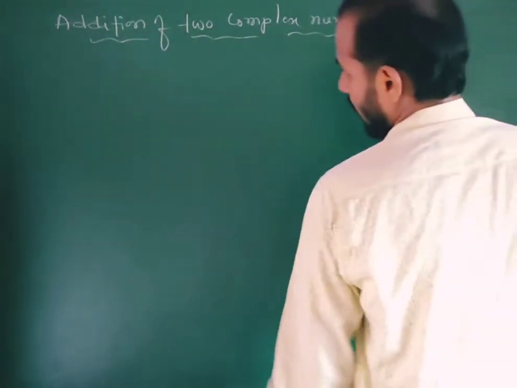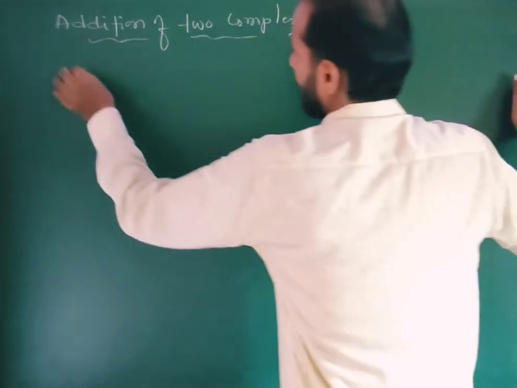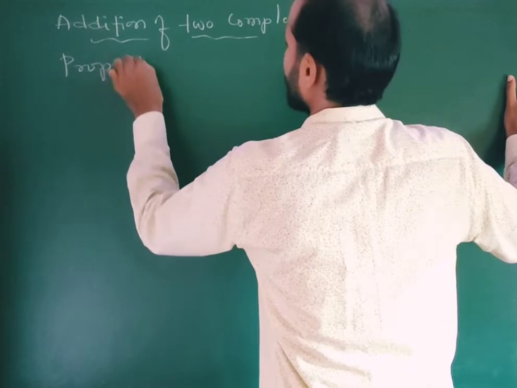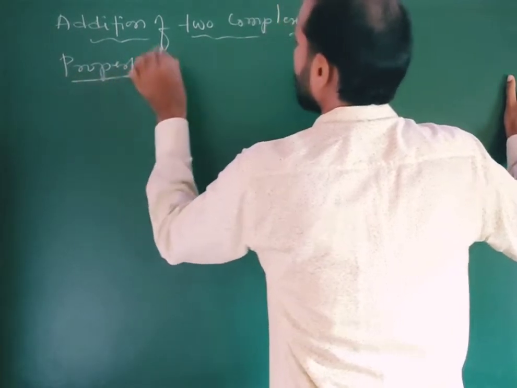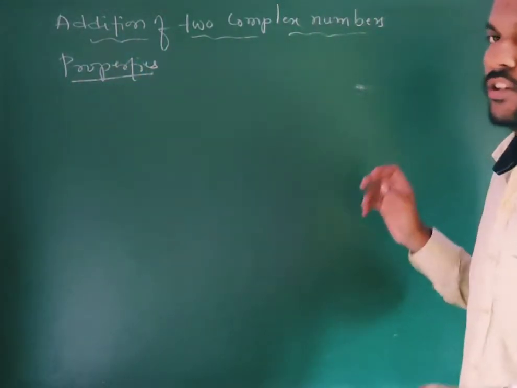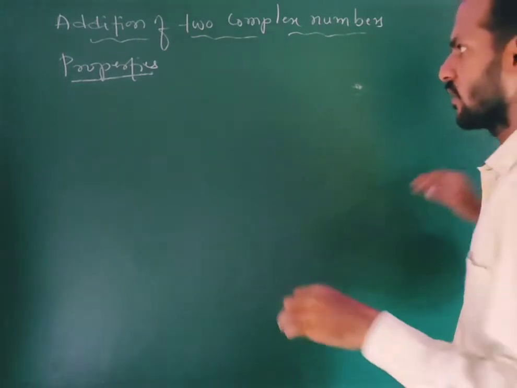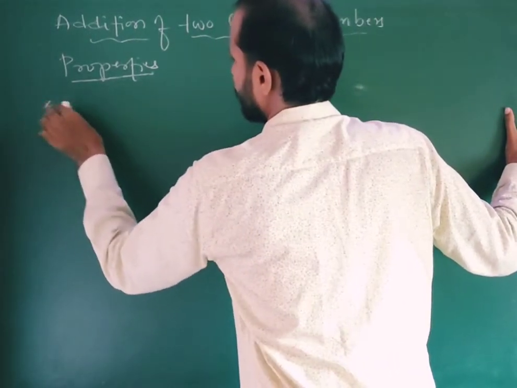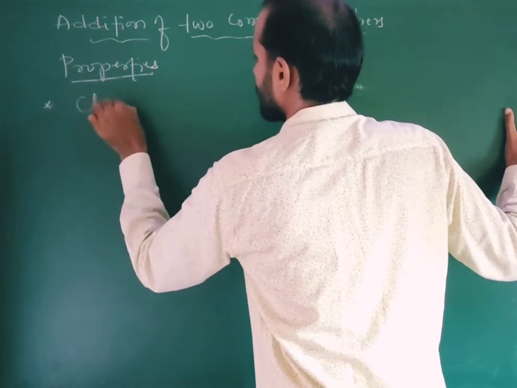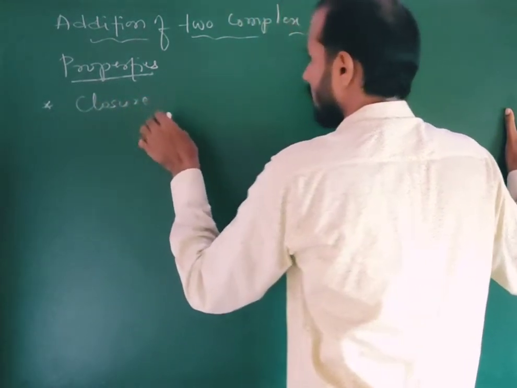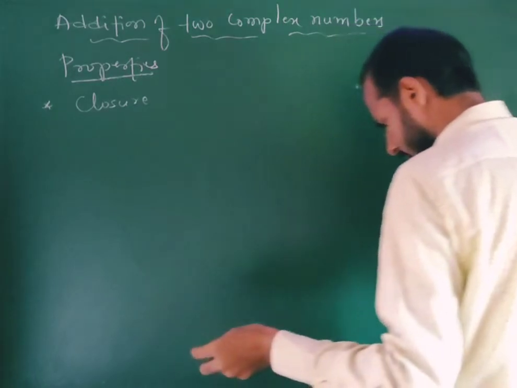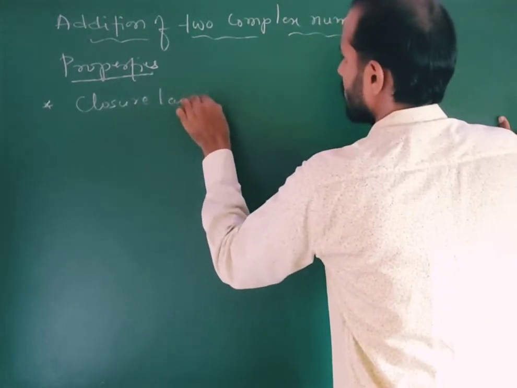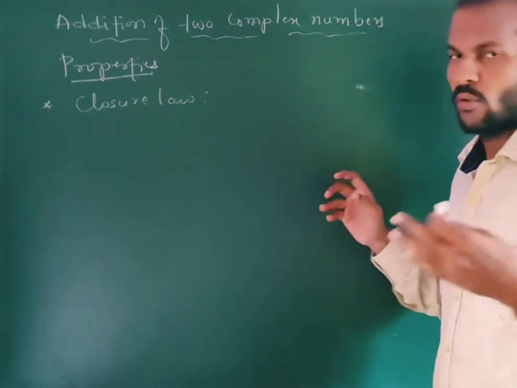The properties based on, now we will see the properties of addition of two complex numbers. The first property is the closure property, or you can say closure law. What does it imply, closure law?